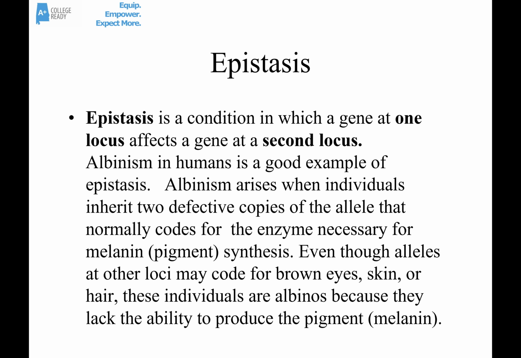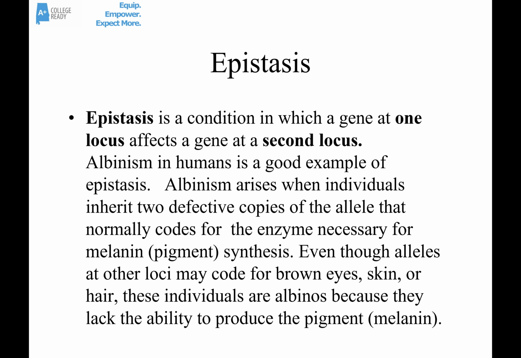Albinism arises when individuals inherit two defective copies of the allele that normally codes for an enzyme necessary for melanin synthesis. Even though alleles at other locations, which essentially code for the amount of melanin that you end up with in your eyes or your skin or your hair, may code for having brown eyes or brown skin or brown hair, these individuals are ultimately albinos because they lack the ability to produce the pigment, in this case, melanin. So a gene at one location affects genes at other locations. That's epistasis.